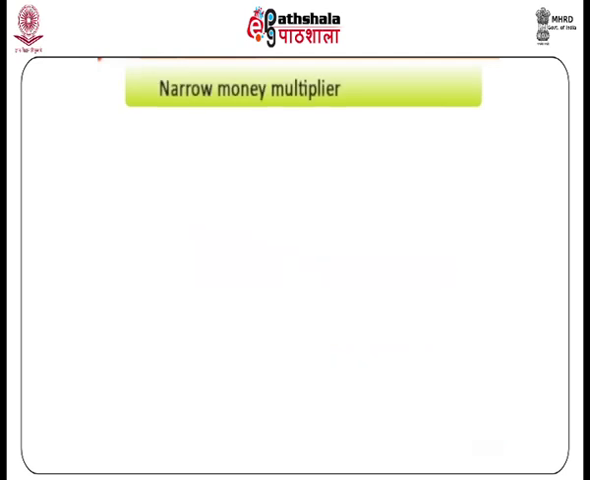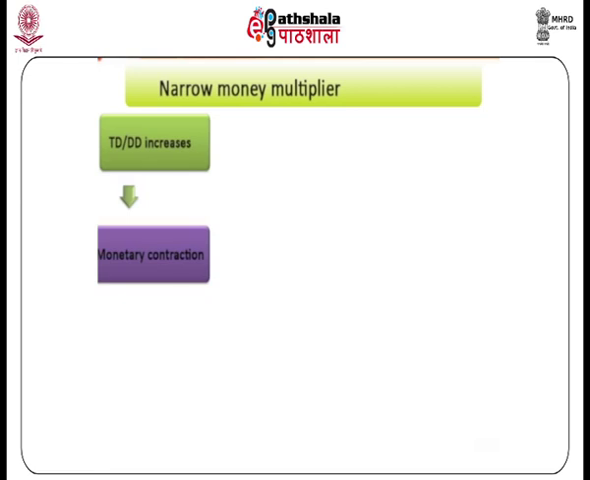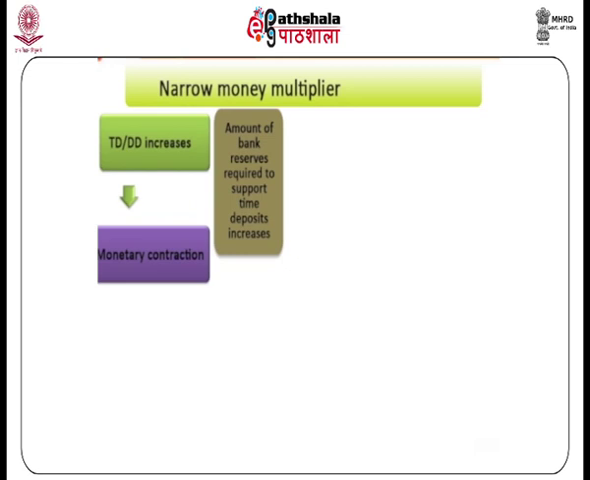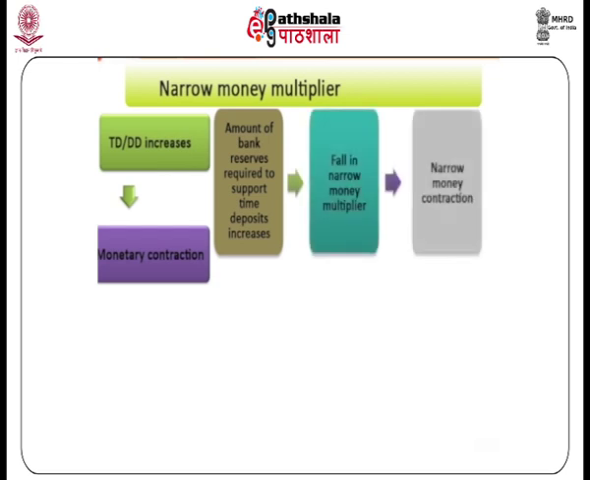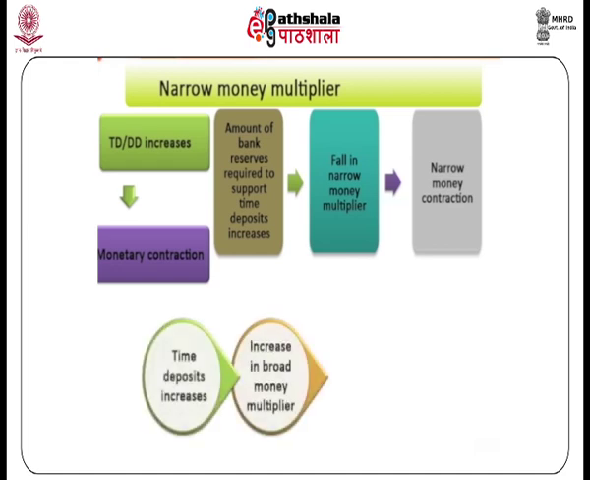In the case of the narrow money multiplier, an increase in the TD upon DD ratio leads to monetary contraction. When the TD upon DD ratio rises, the amount of bank reserves required to support time deposits increases. That is, smaller reserves are available to support demand deposits. This implies that the narrow money multiplier falls, leading to narrow money contraction. However, due to the increase in time deposits and the increase in the broad money multiplier, there will be an increase in the broad money supply.